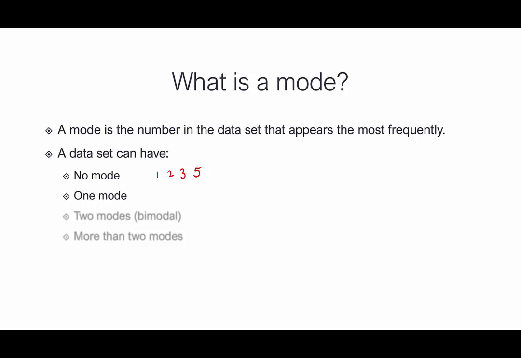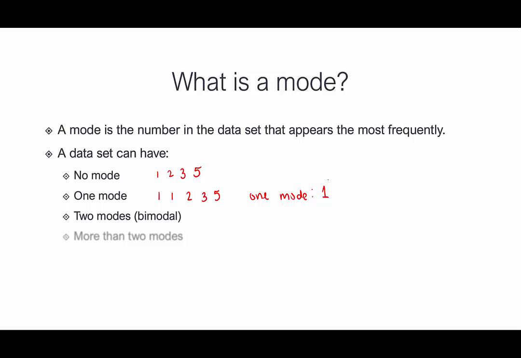A data set could have one mode, so that's if we saw 1, 1, 2, 3, 5. In this case, the number 1 appears more frequently than any other value in the data set. It appears twice. The 2, 3, and 5 each appear once. So this would have one mode, and that one mode is coincidentally 1.